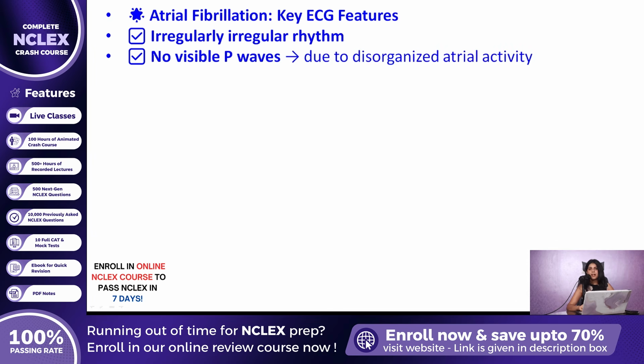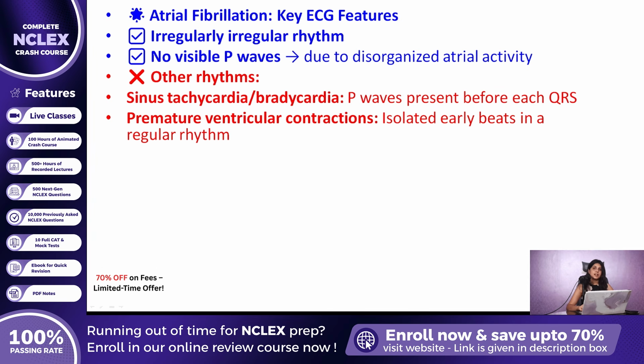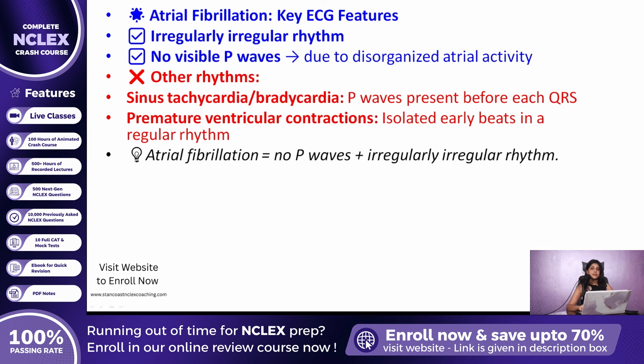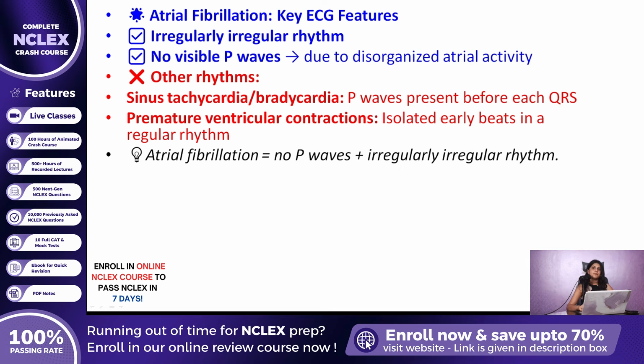Sinus tachycardia and bradycardia both display P waves before each QRS complex, and premature ventricular contractions occur as isolated early beats within an otherwise regular rhythm. The key point is that atrial fibrillation lacks P waves and presents with an irregular rhythm.